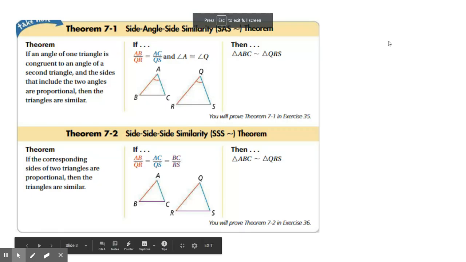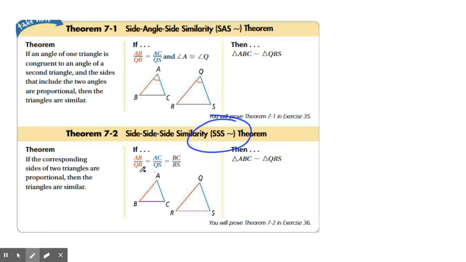All right, last but not least is your side, side, side case. So now I don't need any angle measure information. I just need to know that the 3 sides are proportional. That means they all have the same ratio. If I know that, then the triangles will be similar. Then the angles will be congruent. If my sides are proportional, then my angles will be congruent. Let's show this real fast.